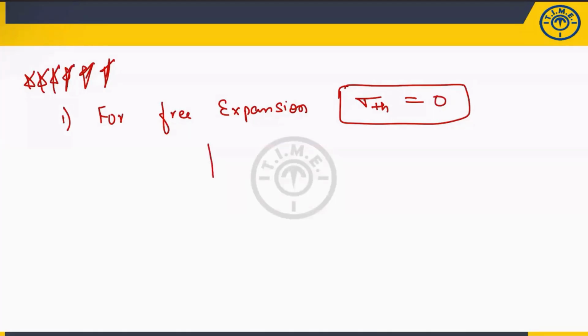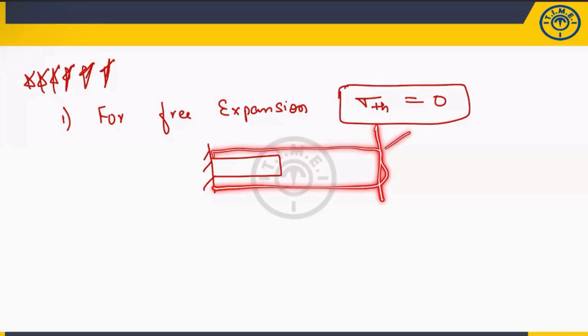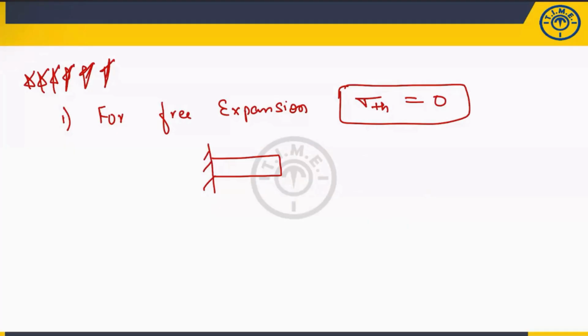What it means, for example, if you take this as a bar, just increase the temperature. Okay, what will happen? If you are increasing 50 degrees centigrade, it will expand like this. If you are increasing 100 degrees centigrade, it will expand like this. That means there is no resisting force. If there is no resisting force, what is the thermal stress? 0, because thermal stress value will come when there is a resisting force. So always remember this particular case first.